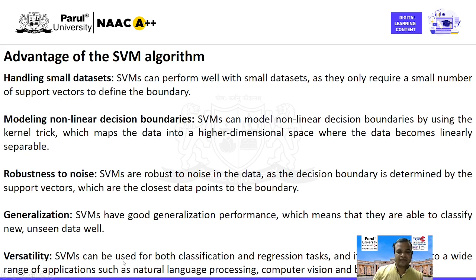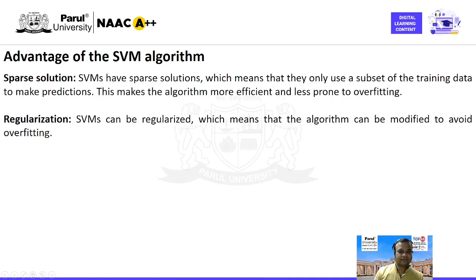Versatility: SVMs can be used for both classification and regression tasks, and can be applied to a wide range of applications like NLP, natural language processing, computer vision, and bioinformatics. Next one is sparse solution. SVMs have a sparse solution, which means that they only use a subset of the training data to make predictions. This makes the algorithm more efficient and less prone to overfitting. Regularization: SVM can be regularized, which means that the algorithm can be modified to avoid overfitting.